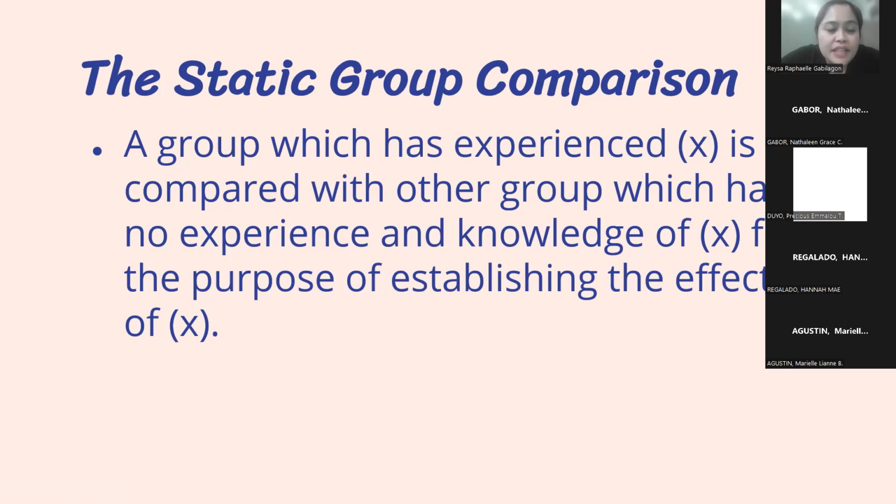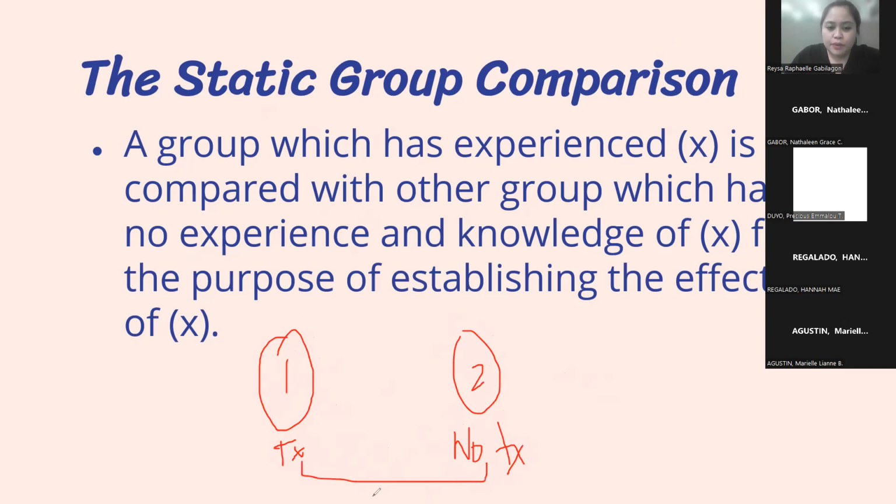Okay? Now, what's the next one? The static group comparison. This time, class, we will have two groups of participants. This one group here will receive the treatment, while the other one, there is no treatment. So like they don't have knowledge about the treatment or they don't have experience about the treatment, class. But after receiving the treatment, we will be doing the post-test. And then we will be comparing the results of the two, just to establish if the treatment is effective or not.